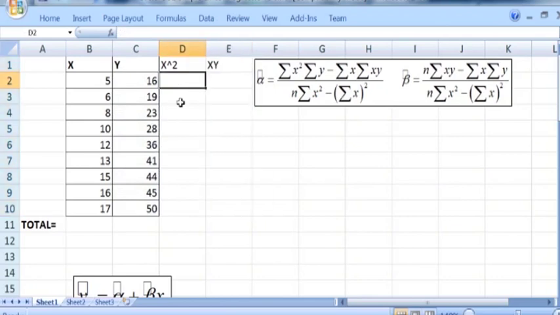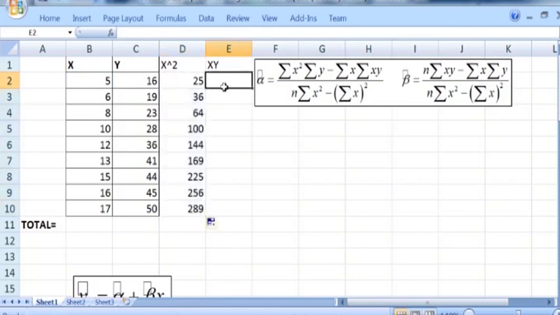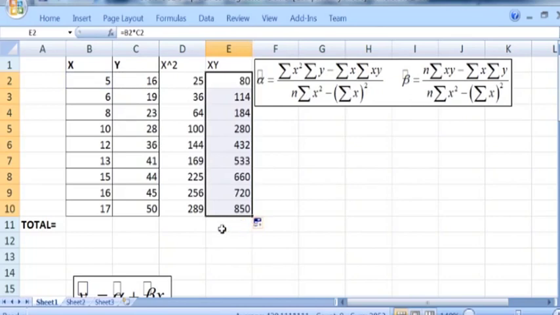So first calculate x square, so just put an equal sign. The first value of x is located in B2 and then cap sign and then 2, B2 square, and copy it down. And then in the next cell xy, so B2 asterisk C2. So just multiply these two numbers and then drag it down. So that's it. So we have calculated two new variables.